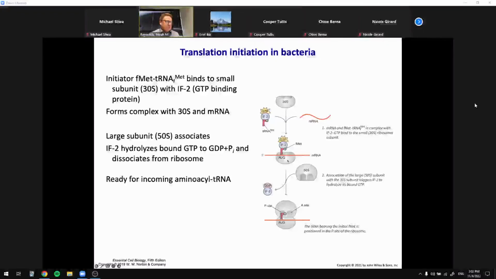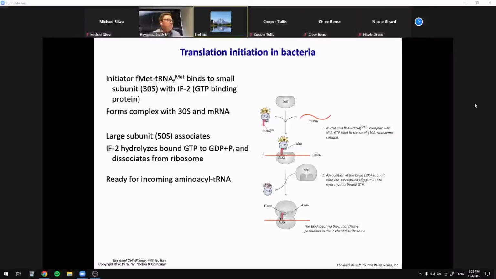And then when the large subunit assembles, it's all ready to go, right? We're at the start codon, and now we're ready to bring in a new tRNA to the A site. So now we've set up the reading frame, right? That initiator tRNA bound to the correct start codon because the Shine-Dalgarno sequence put the ribosome in the right place. So in bacteria, the Shine-Dalgarno sequence puts the ribosome in the right place, and also we have the formylation of methionine.